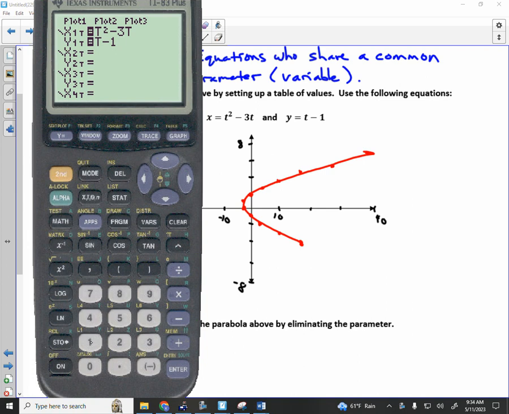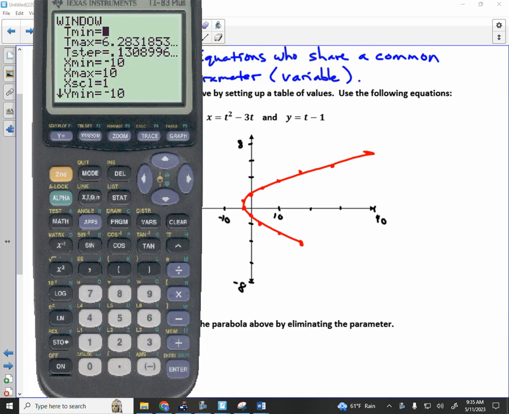I'm going to zoom 6. Is that the same graph as what I have? Kind of. I'm missing part of it, aren't I? Yeah. This one goes all the way up to 40, where this probably just goes up to 10, doesn't it? Let's go in our window and see what you can control.